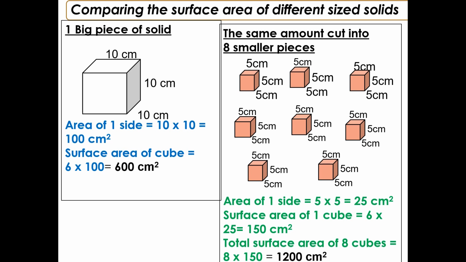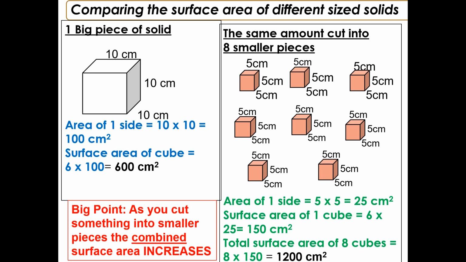Now, if we had the same volume of the chemical, but just chopped it into 8 smaller pieces, and each of those smaller pieces would be 5 centimeters by 5 centimeters by 5 centimeters, then we can see the area of one side is 25 centimeters squared. The area of one small cube is 150 centimeters squared, but the total surface area of all 8 cubes when added together is 1200 centimeters squared. So the point we're making with this is if you have the same amount of a chemical, but you simply chop it into smaller pieces, the combined surface area of all those pieces is much bigger than when it was together in one big lump.